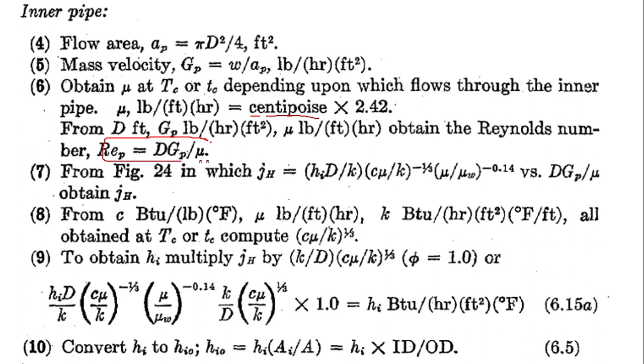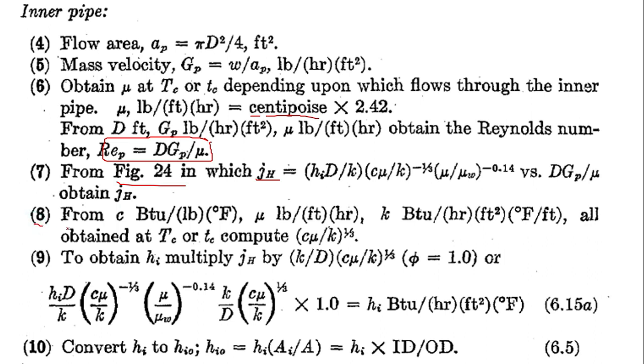This is the sixth step. In the sixth step, you have to use viscosity, you have to use the mass velocity, and you have to use the equivalent diameter, right? And the seventh step is you have to determine the JH Coulomb factor either from the graph, right? So the figure number 24 is given. I will also explain how to use this graph to determine the JH factor.